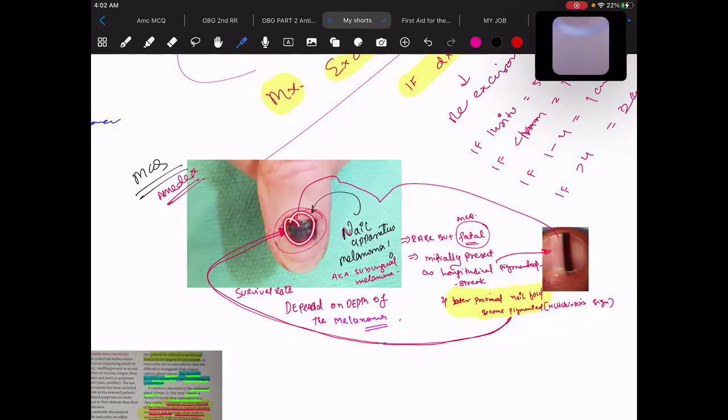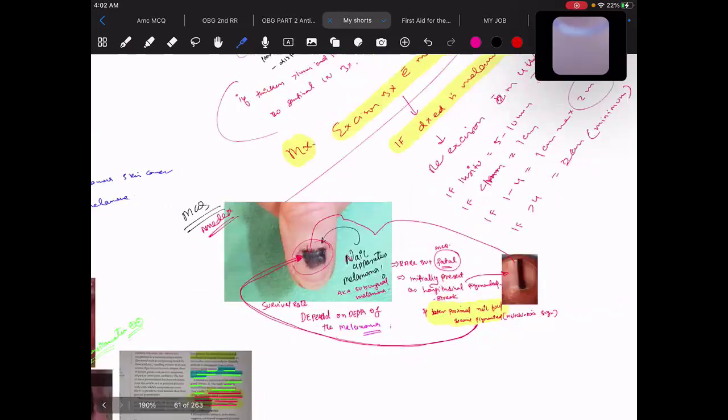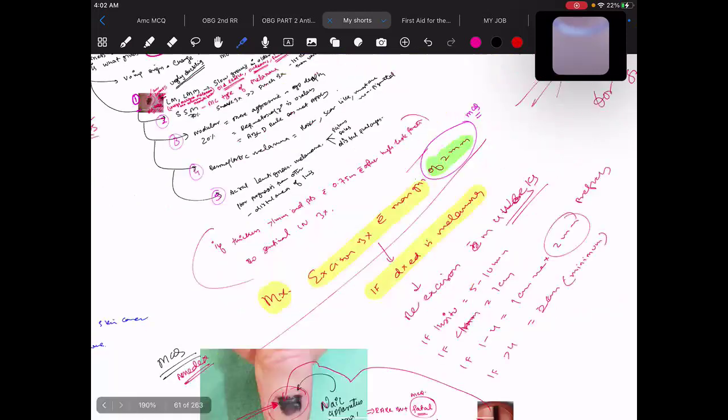As you can see over here, survival rate depends on the depth of the melanoma. That is what we call Breslow's thickness. Okay, this is your MCQ in exams.